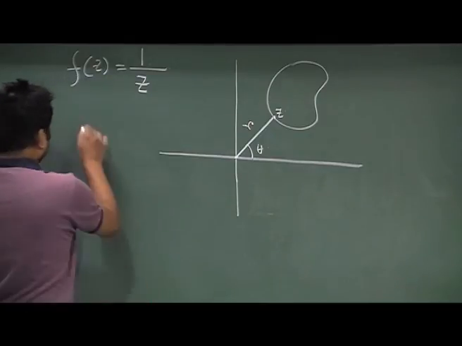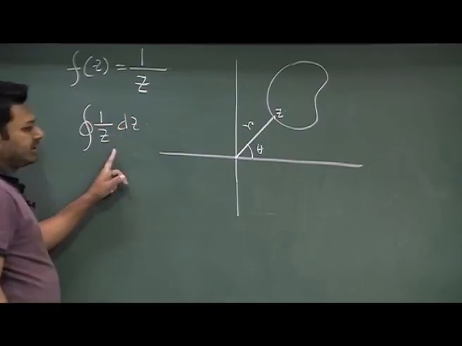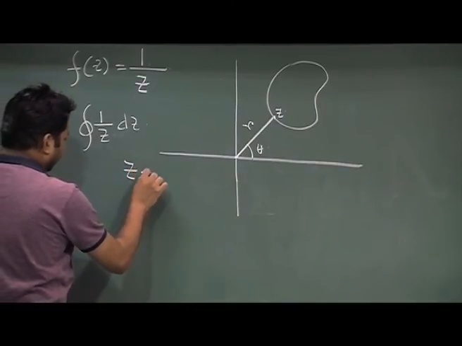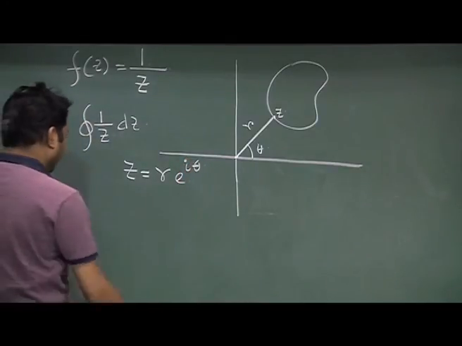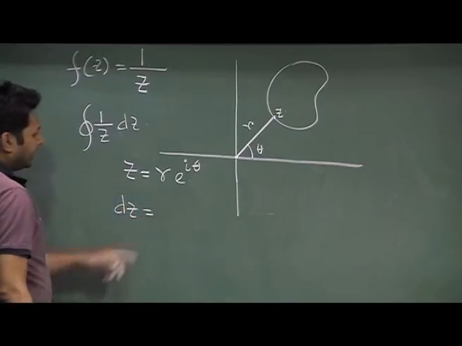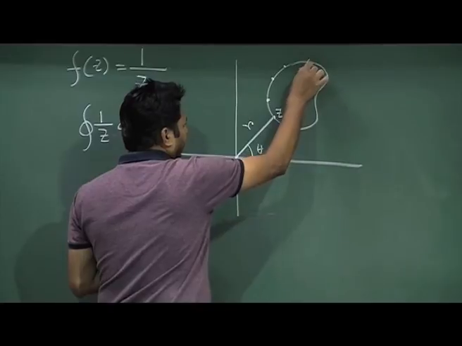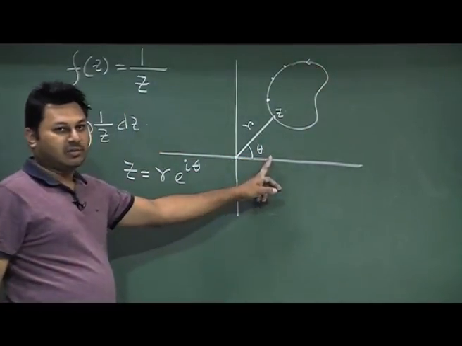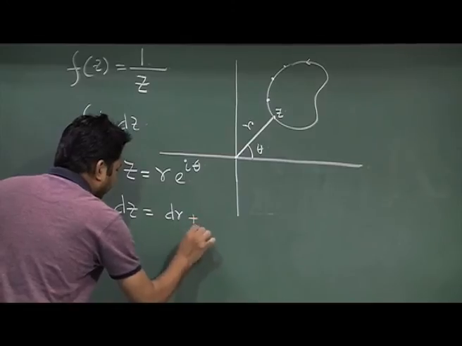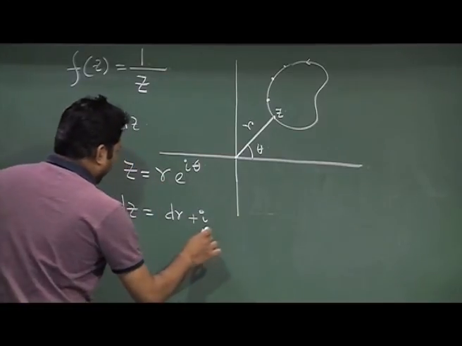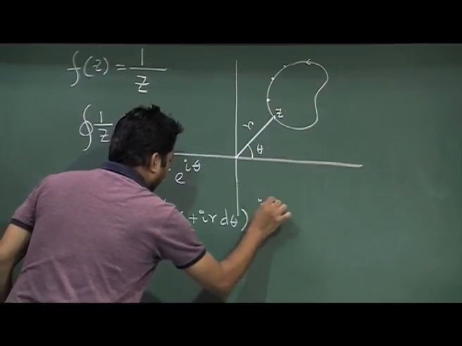So if I do the integration, I need to calculate the integral of 1 by z dz over this closed path. Now z is r e to the power of i theta. dz is how much? Here please mind that every time z is changing, both r and theta are changing, it is not constant, both are changing. So that means it is dr plus i r d theta, times e to the power of i theta.